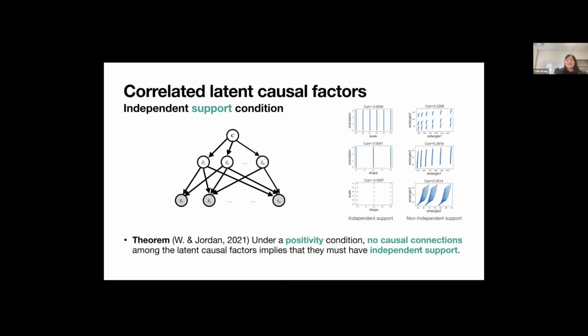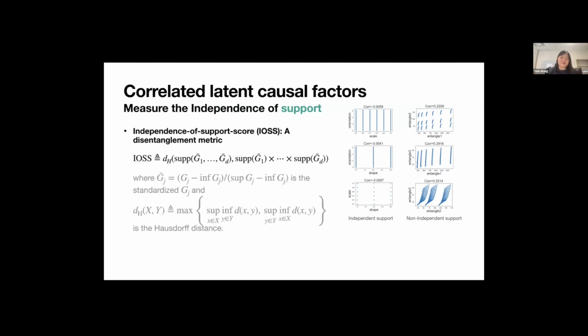So what this means is if I observe the support of my latent variables look like this, we know that something is going off. They're not the causal factors we wanted. But if I observe the support really satisfies the independent support condition, we have more confidence, even though this cannot imply that they do not have causal connections among them. So what we did was, let's see if it works.